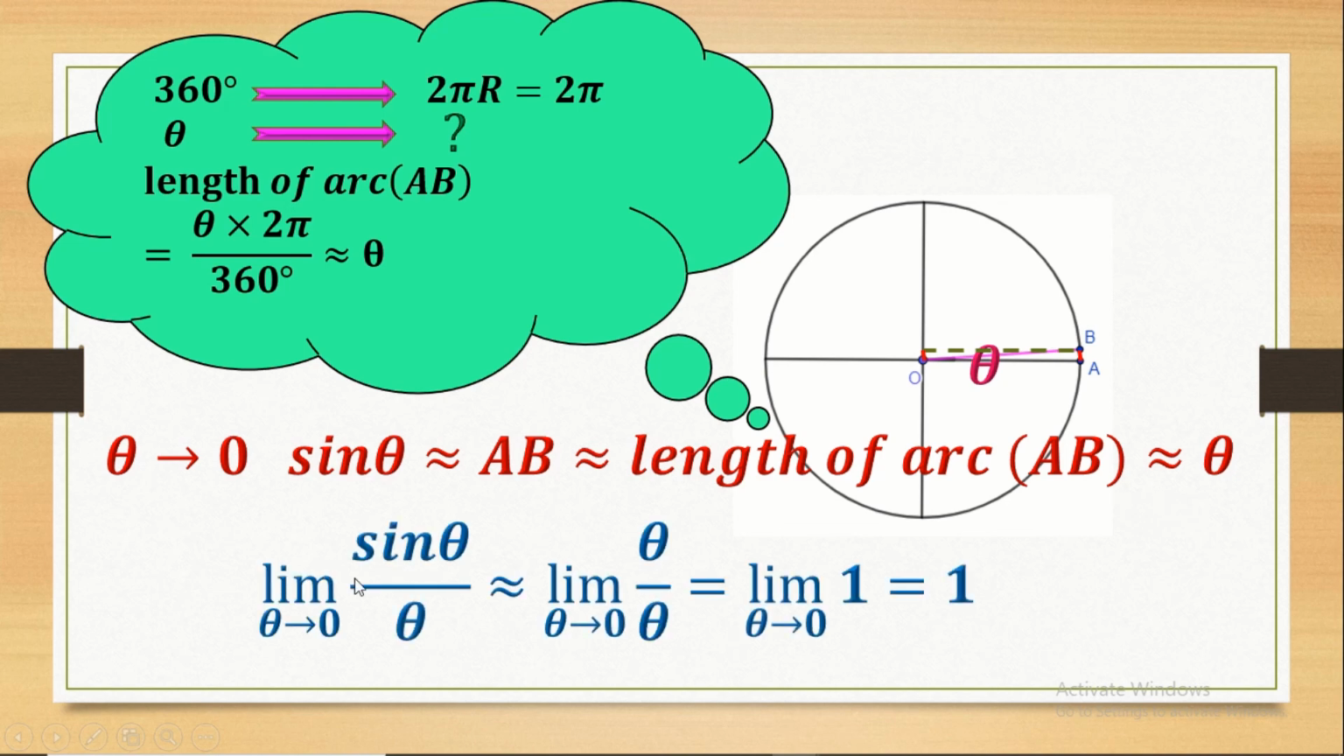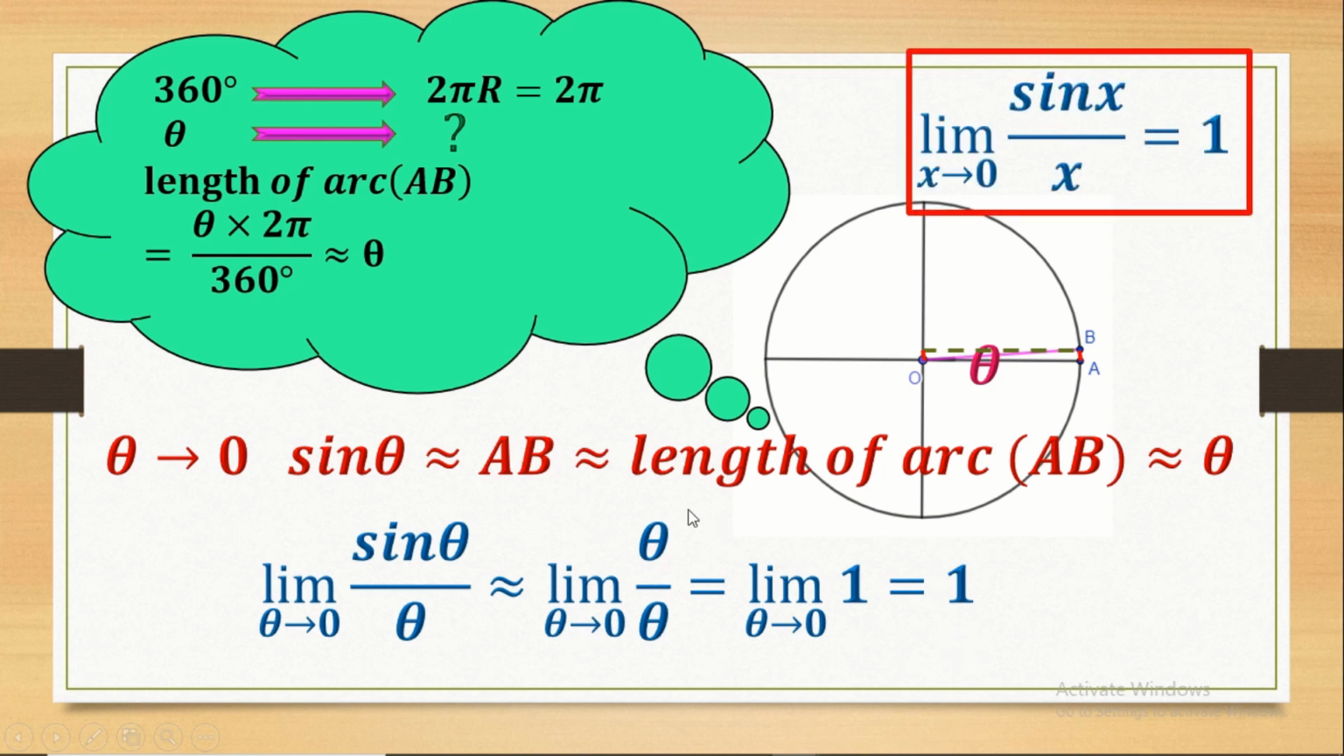Now what about the limit as theta tends to 0 for sine theta over theta? Since sine theta is approximately equal to theta, then we can say that this limit is equal to the limit as theta tends to 0 for theta over theta. We can simplify theta by theta, it gives us 1. So it's equal to the limit as theta tends to 0 for 1, then it's equal to 1. Now here we can conclude the rule, which is limit as x tends to 0 for sine x over x is equal to 1.